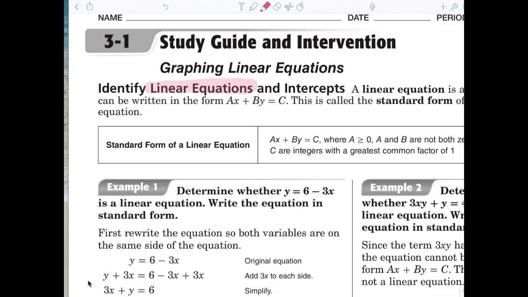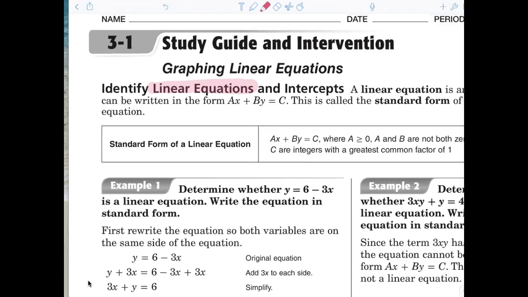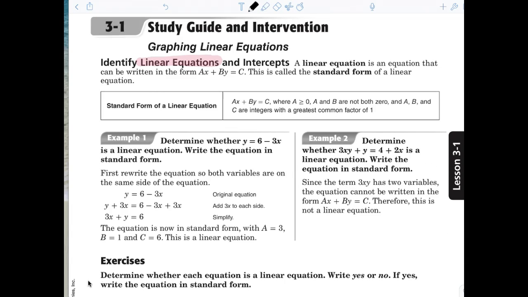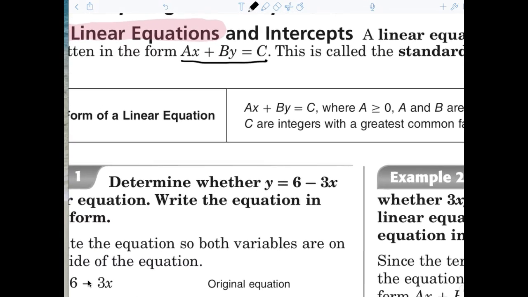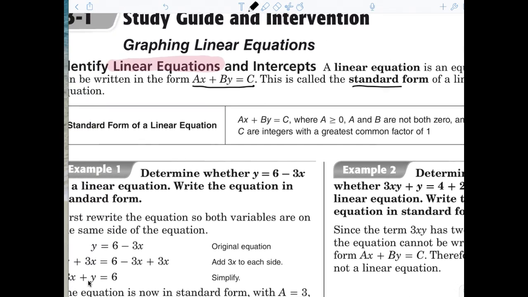Anything that can be written in this form, ax plus by equals c, is considered a line. And we say that form is the standard form. Now notice there's one x, there's one y, and there's a constant. And the constants are a, b, and c. Basically that means that can be just any number, including 0. But there has to be at least one x and at least one y. And we'll get to all the different examples.